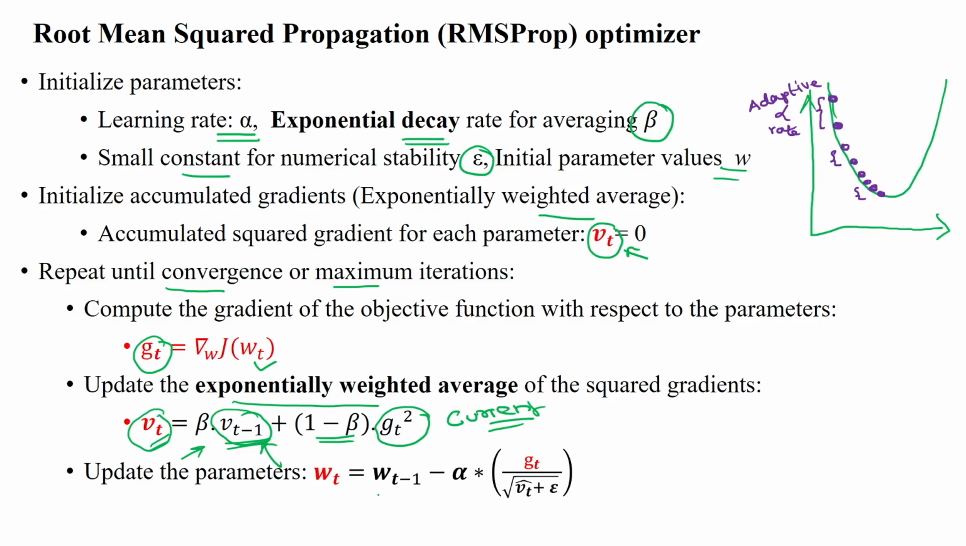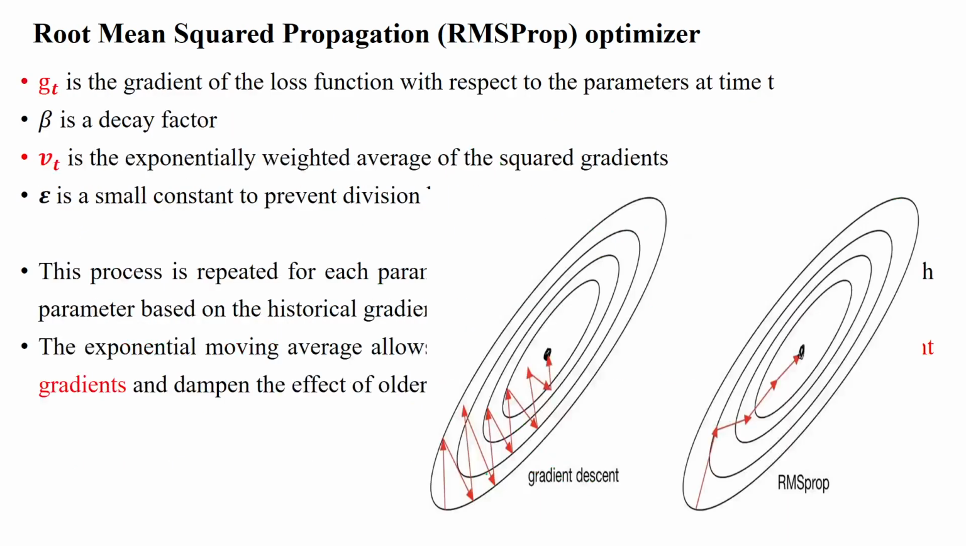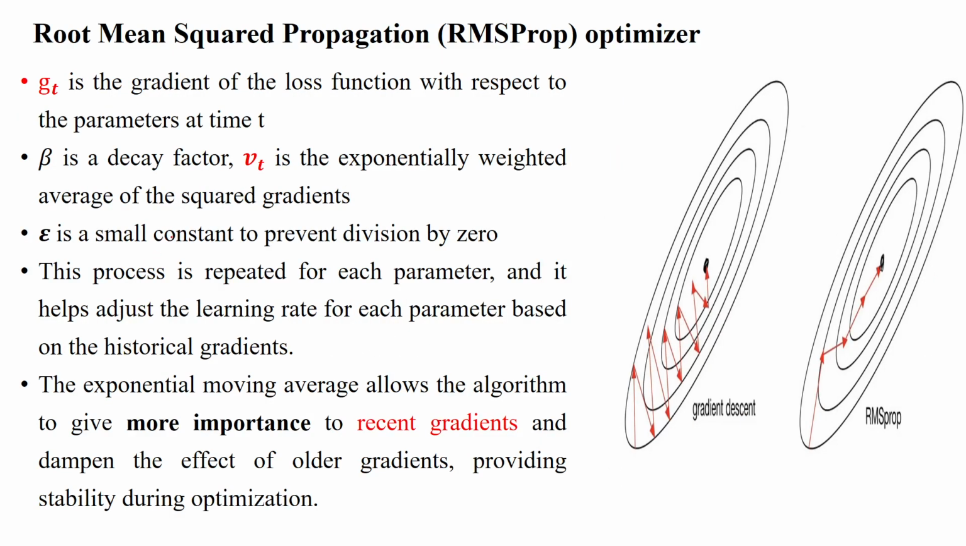Based on that, the current weight is updated from the previous step weight, alpha times the gradient of the error with respect to that weight, divided by the exponential moving average value plus epsilon. Epsilon is used to avoid division by zero. When vt becomes zero, epsilon, a small positive constant, avoids the rate becoming undefined. So this updates the parameters using the historical, that is previous, gradient values, with an adaptive learning rate. By repeating this for each parameter, it adjusts the learning rate for each parameter based on the historical gradients.